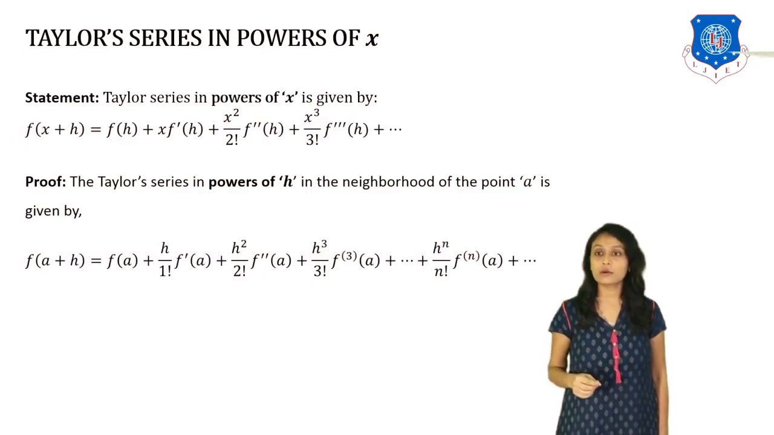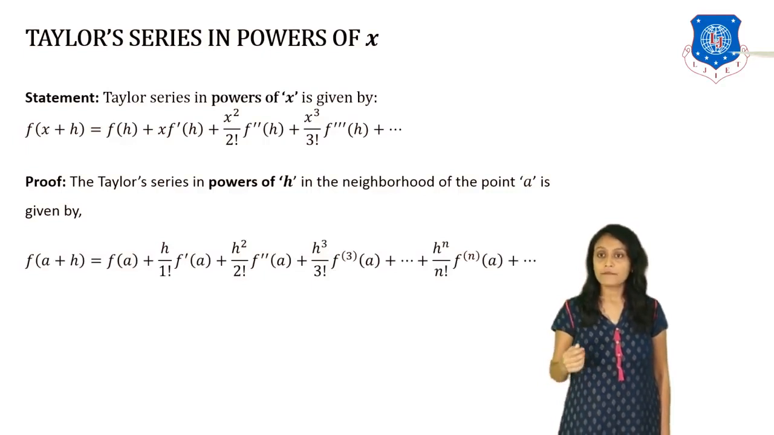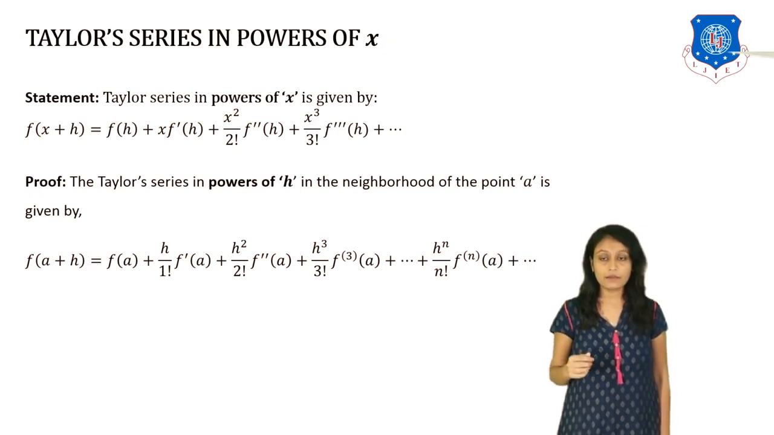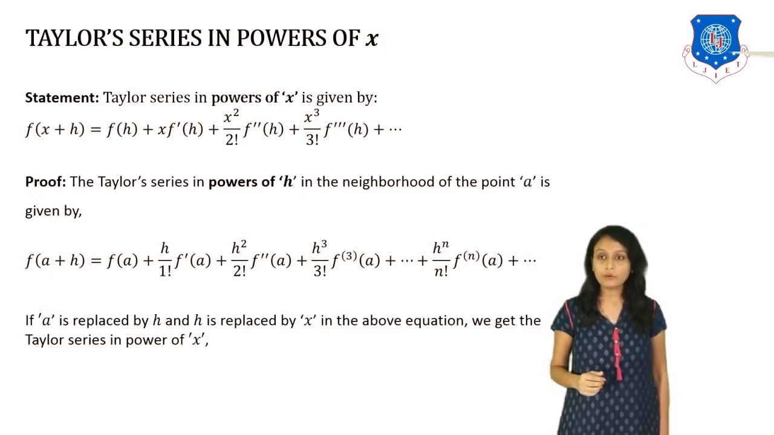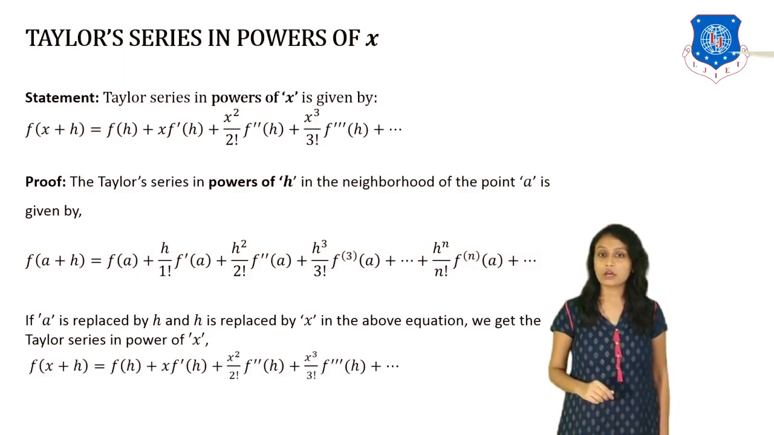f of a plus h is equal to f of a plus h upon 1 factorial f dash a plus h square upon 2 factorial f double dash a, and so on. Now what we have to do? We have to replace a by h and h by x to get the answer in powers of x.